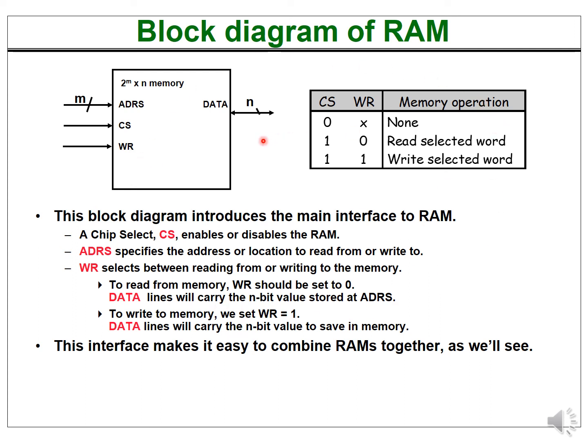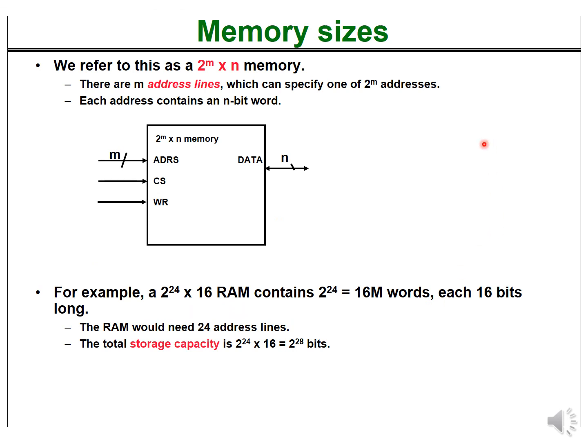To write, in case WR is equal to 1, then it is a write operation. The data lines will carry the n bit value to save in the memory. We refer to it as 2 to the power m into n memory, as I said in the earlier slide also. If I have m number of address lines, it can be used to refer to 2 to the power m locations. So this is the number of words and n is the size of one word.